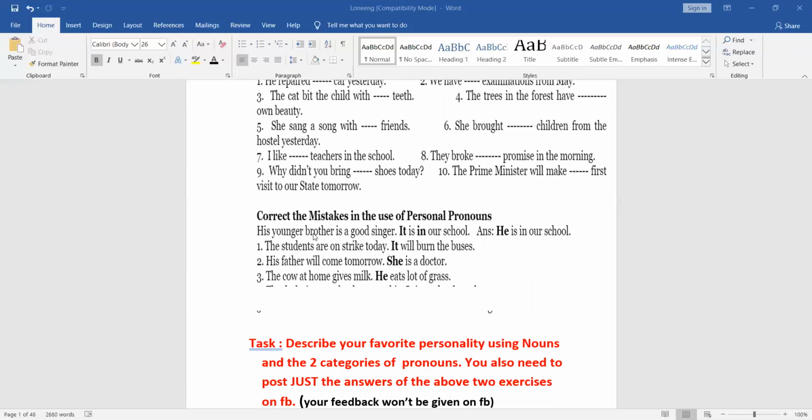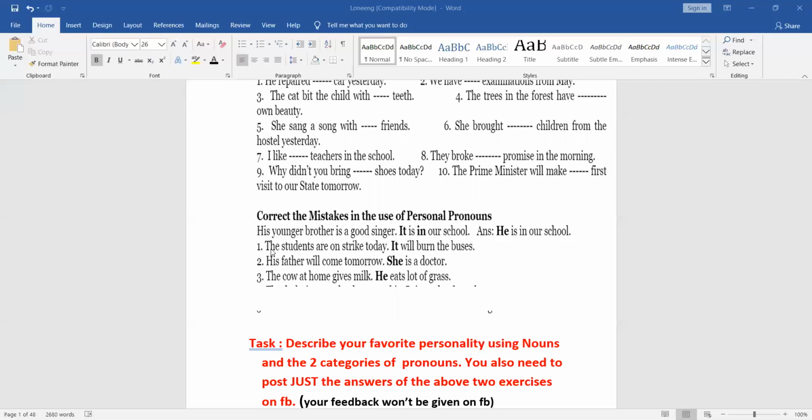His younger brother is a good singer. It is in our school. So it's not "it" because it's not an animal, it's a person. So his younger brother is in our school. Dash, his younger brother is a good singer. Dash is in our school. He is in our school because it refers to a person.